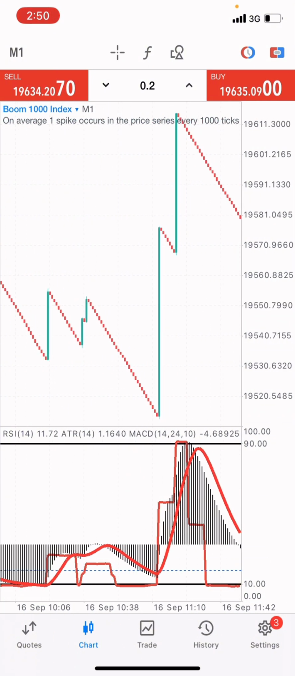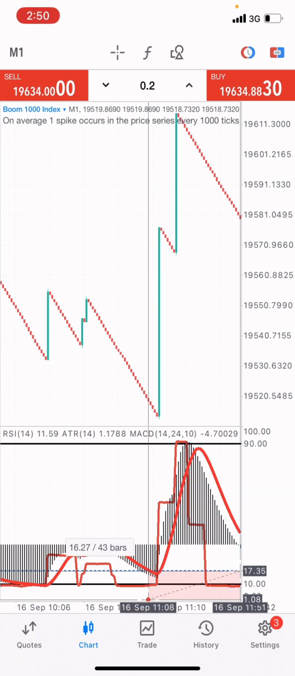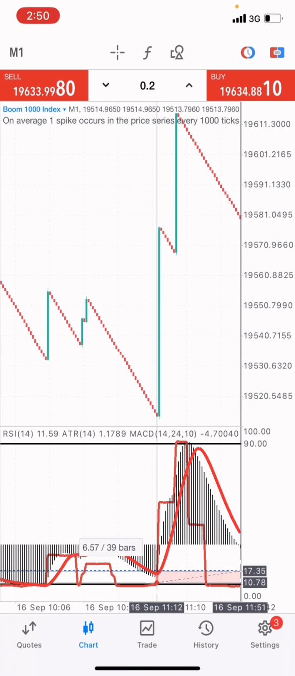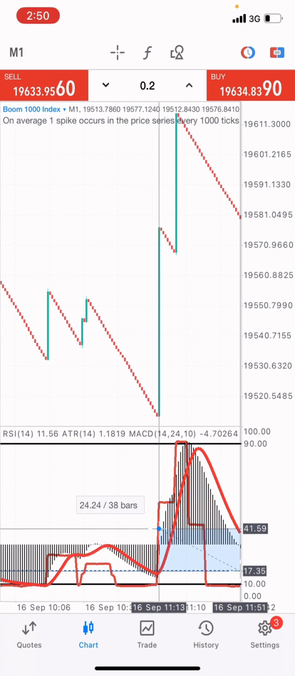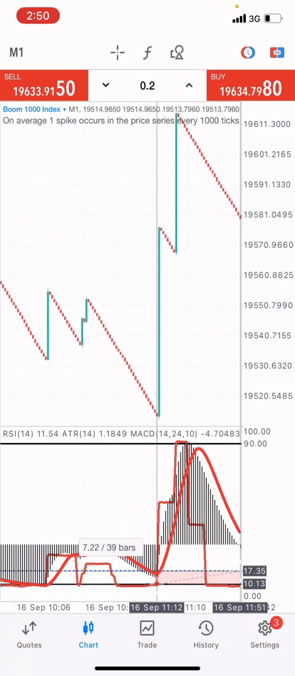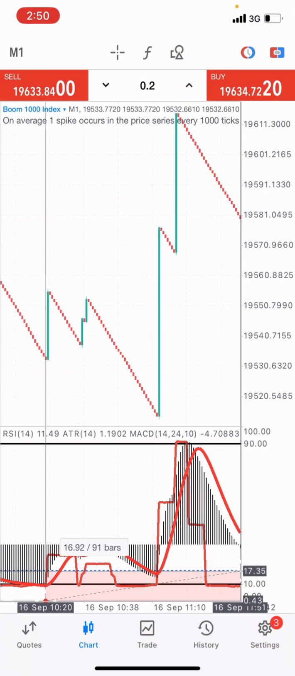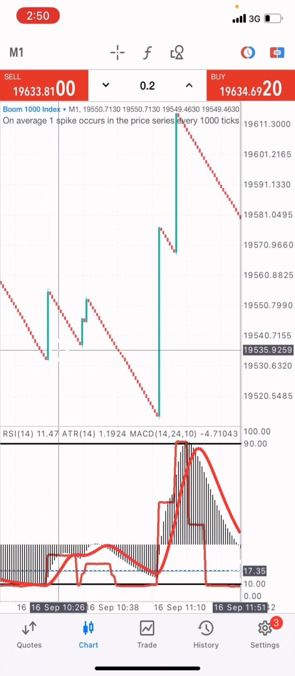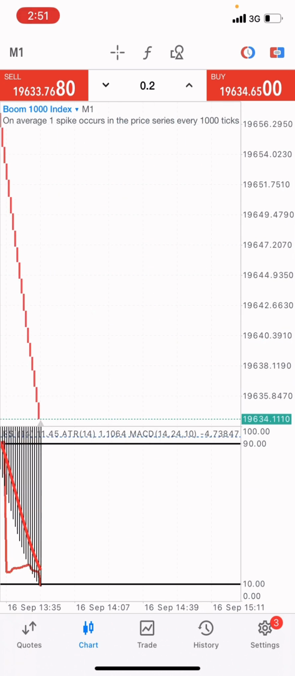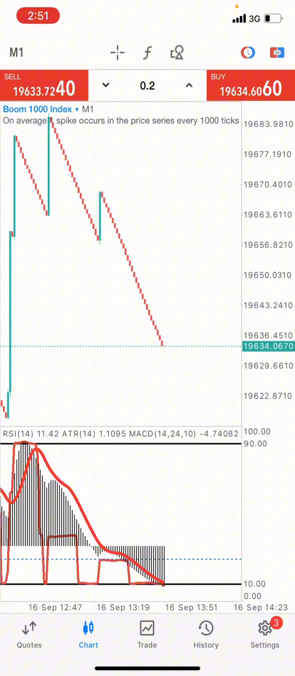And if you take a look at this point as well, here, level of 10. All right, here it got to the level of 10, and there was a spike. Here it got to the level of 10, and there was a spike at this point. So you can see that the spike will come into the market at any given point in time.